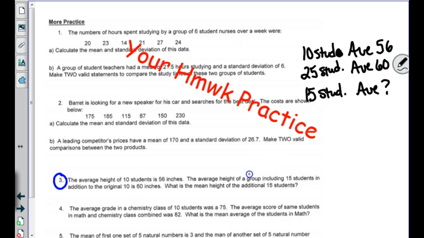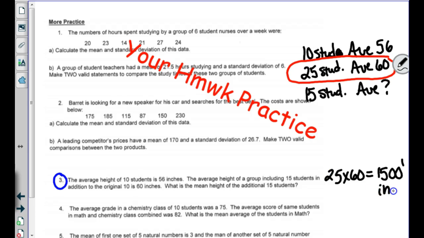What are we going to do this time? This is everybody, right? We want to work backwards. So 25 students, average height of 60. Can we find their total heights? Before we divided by 25, what was their total height? Okay, so 1,500 inches was the total for the 25.